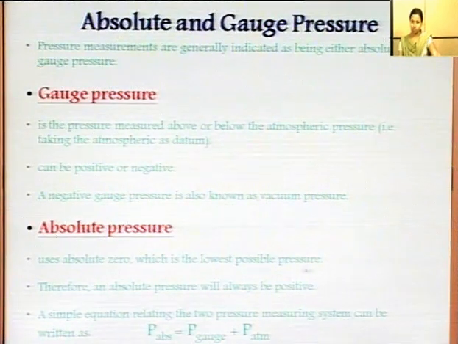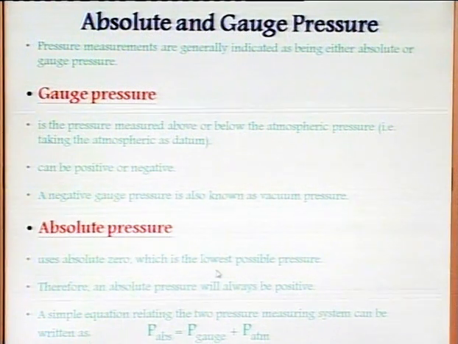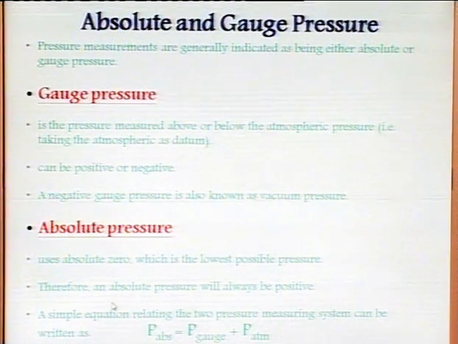Next term comes absolute pressure. It uses absolute zero, which is the lowest possible pressure. If there is no gas, no atmospheric pressure, then zero absolute pressure is there. So, that is the lowest possible pressure, and absolute pressure will always be positive.